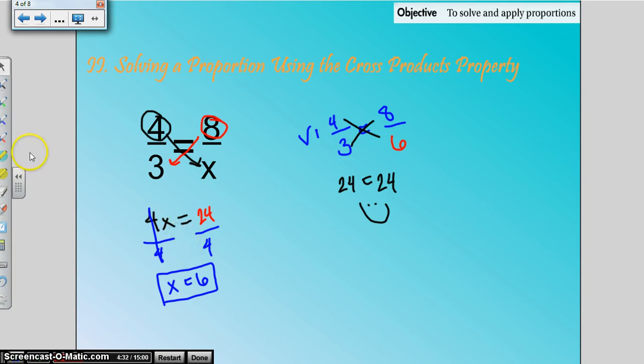X is 6. Now something pretty cool that I didn't show you yet is that you can check this. So I just took the original problem, removed the x, and put in a 6. Well, 4 times 6, 24. 8 times 3, 24. Big old smiley face there that it works out for us.